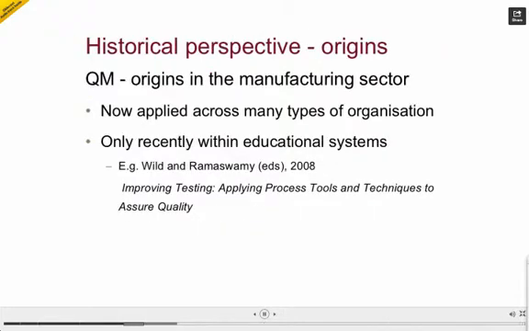So where does all of this come from? Well, the origins, of course, are in the manufacturing sector, producing products usually. But now it's applied across many types of organisation, including in the service sectors and in the social sciences, for example. Recently, also within educational systems, and perhaps even more recently, within language assessment. And if you haven't come across this reference, I think it's a very good book. Wild and Ramaswamy, 2008, editors of this volume entitled Improving Testing, Applying Process Tools and Techniques to Assure Quality.